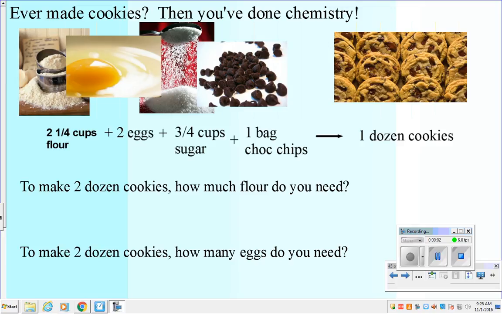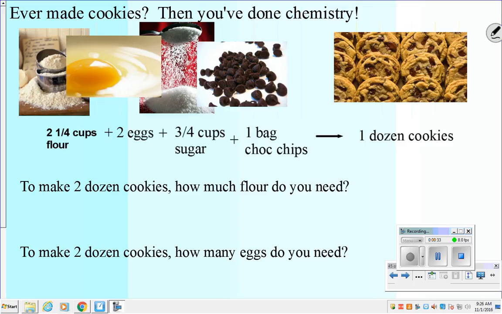Welcome to Reaction Stoichiometry. In today's lesson, we're going to look at how molar quantities relate throughout an entire chemical reaction. It can be helpful to start by thinking of a reaction you might be more familiar with, such as baking cookies. I have a typical recipe with different amounts of flour, eggs, sugar, and chocolate chips that you would need to do a synthesis reaction and get a dozen cookies.